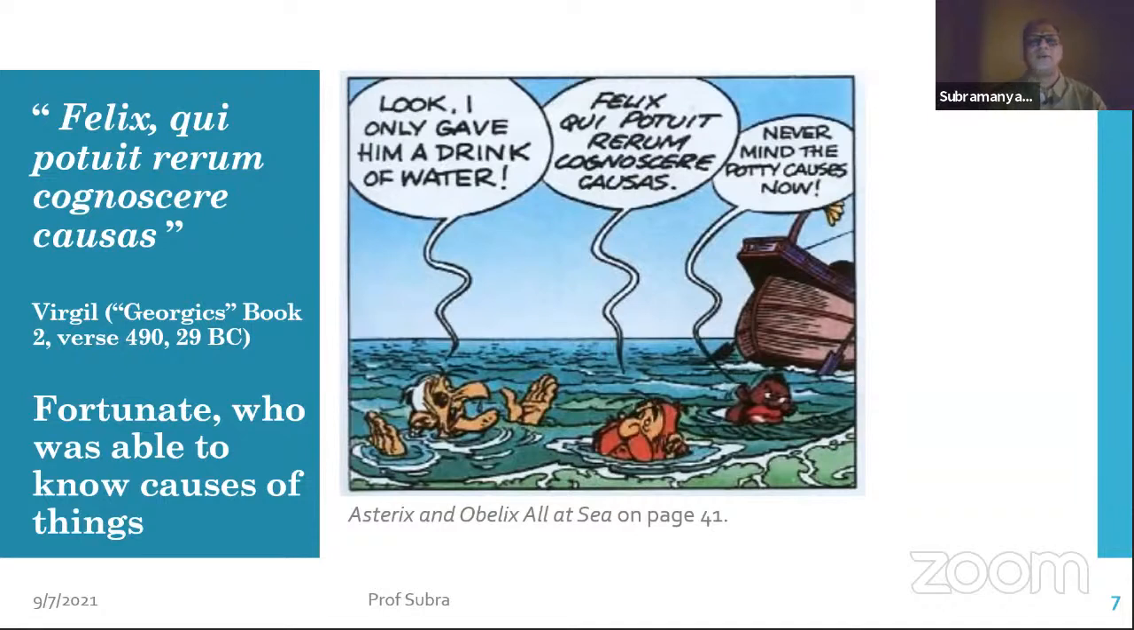This quotation has in fact been used quite often in one of the Asterix comics. It's one of my favorite comic characters, Asterix and Obelix. Asterix and Obelix has this particular quote, Felix qui potuit rerum cognoscere causas. Fortunate are those who are able to know the causes of things.